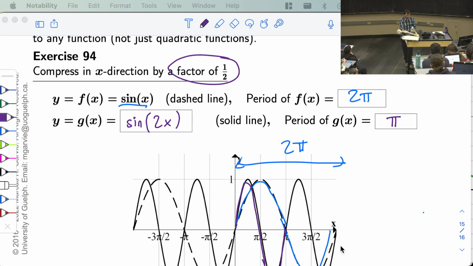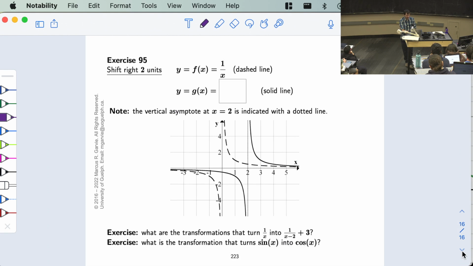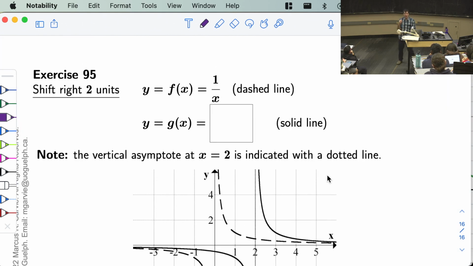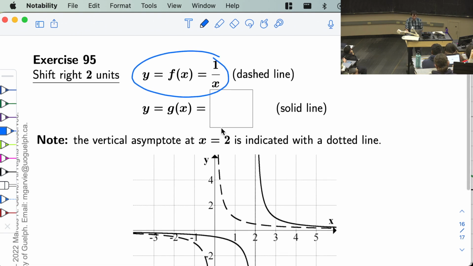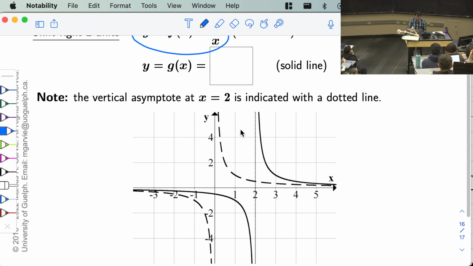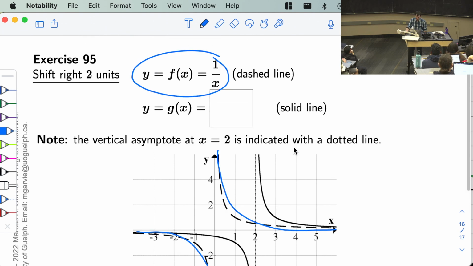OK, what about the next example? Exercise 95, similar kind of question. This time, instead of being about the period of the function, it's about where are the vertical asymptotes. So we have the function f of x equals 1 over x. That's our original function. And we know that the function 1 over x looks like this. The function 1 over x has a vertical asymptote at x equals 0. So this guy has a vertical asymptote at x equals 0.